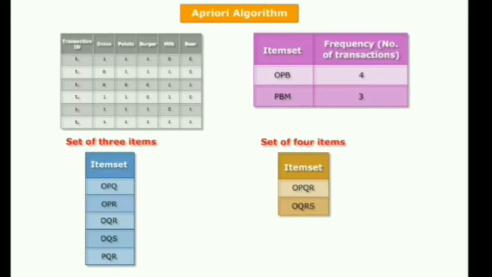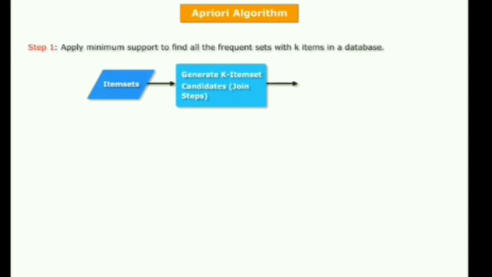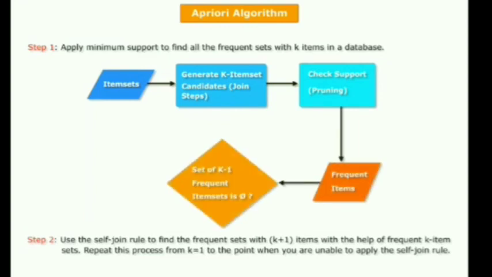Now that you have looked at an example of the functionality of the apriori algorithm, learn to formulate the general process. The entire algorithm can be divided into 2 steps. Step 1. Apply minimum support to find all the frequent sets with k items in a database. Step 2. Use the self-join rule to find the frequent sets with k plus 1 items with the help of frequent k item sets. Repeat this process from k equal to 1 to the point when you are unable to apply the self-join rule.